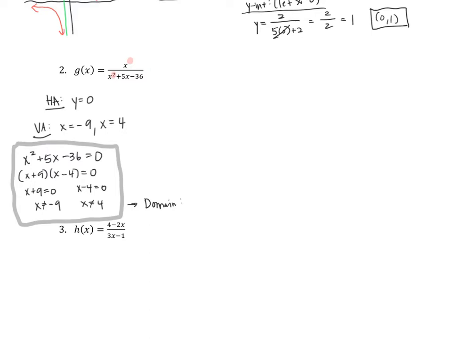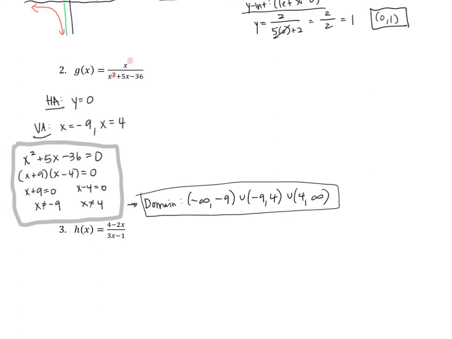And if you have to write it in interval notation, you're simply going to write negative infinity to the smallest value, then the smallest value to the second smallest value. Okay, and you're just leaving out those values that you don't want. And so the negative 9 and the 4. So there's our domain.